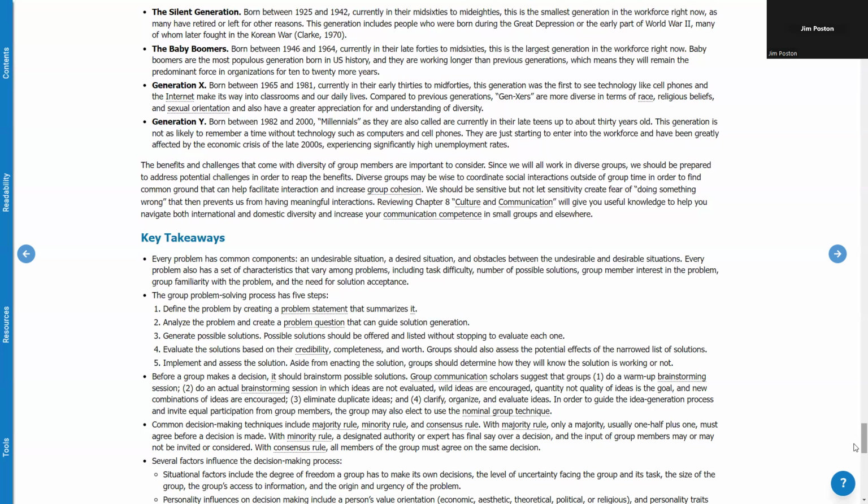Reviewing Chapter 8, Culture and Communication, will give you useful knowledge to help you navigate both international and domestic diversity and increase your communication competence in small groups and elsewhere.